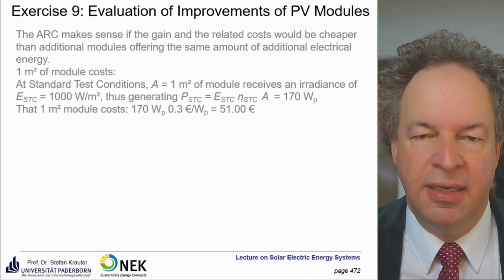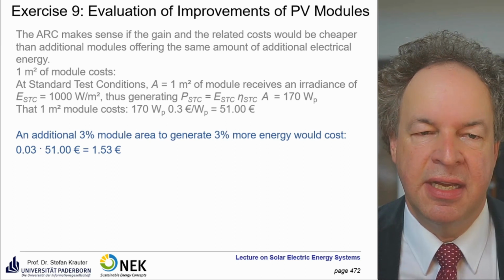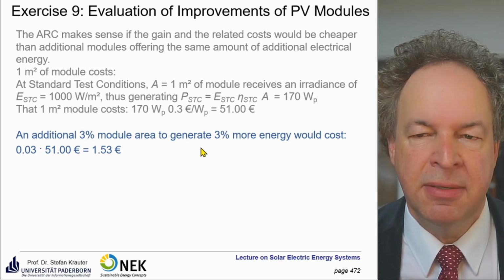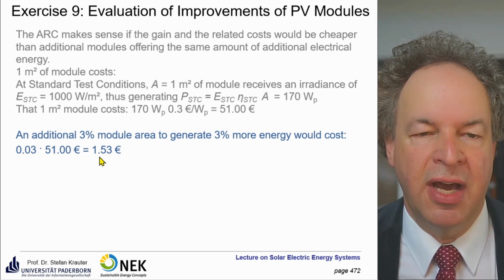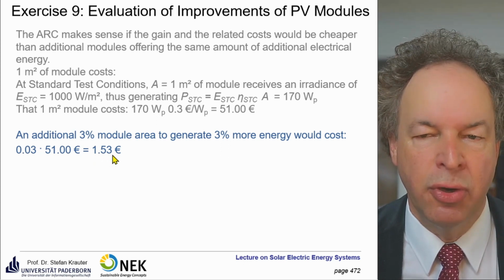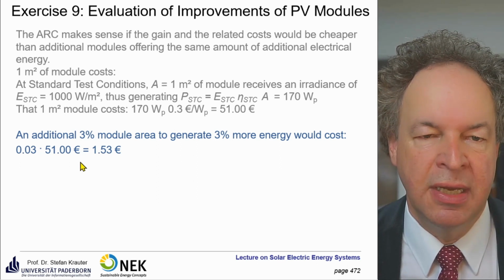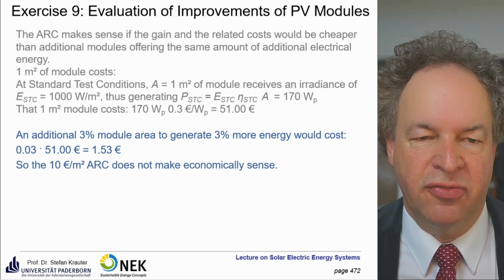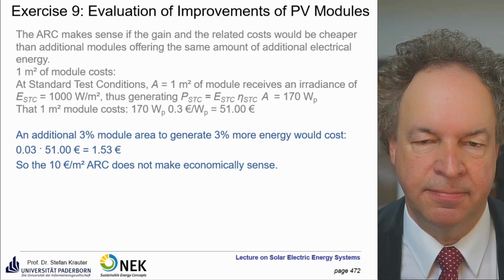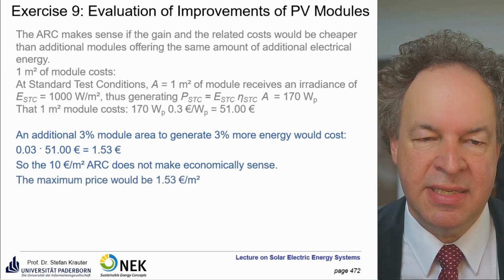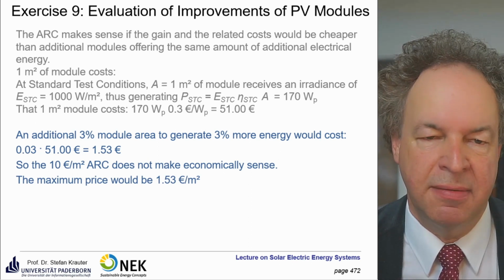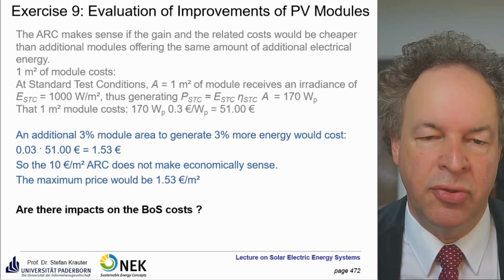It's just a copy of the last transparency here, and then we have 3% gain in transmission and also in energy, and that would mean we have a value of 1.53 euro if we would add additional modules, and the costs of 10 euros per square meter are more expensive for the AR coating, so it doesn't make economic sense. Maximum price is 1 euro and 53 cents, then it would make sense. Are there impacts on the BOS costs?